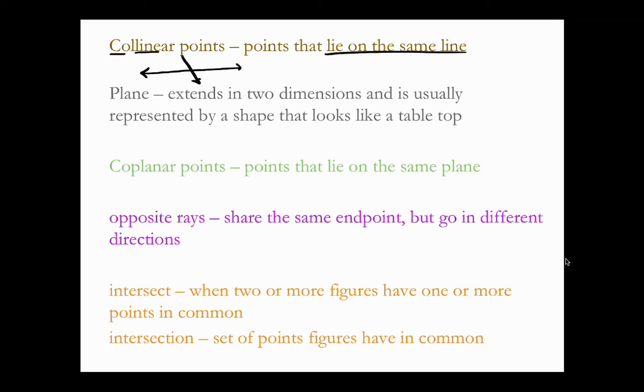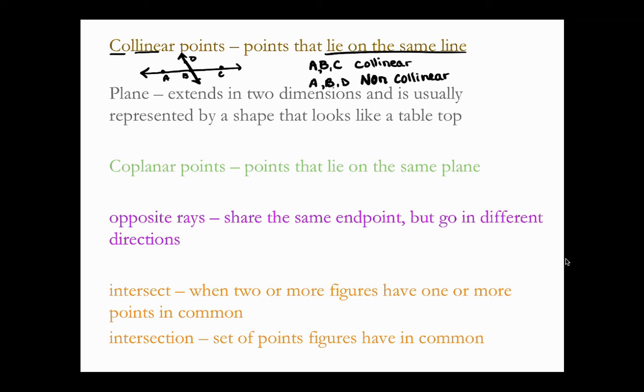So I'm going to draw a couple of lines and put some points on here. So we have A, B, C, and D. Points A, B, and C are collinear. Points A, B, and D are non-collinear.